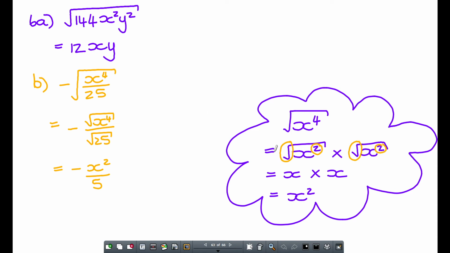There's number 6a, please mark. Simplify square root of 144x squared y squared. Square root of 144 is 12, square root of x squared is x, and square root of y squared is y.